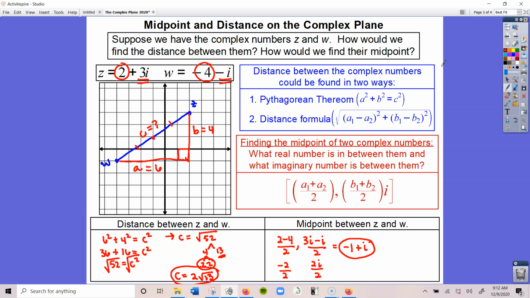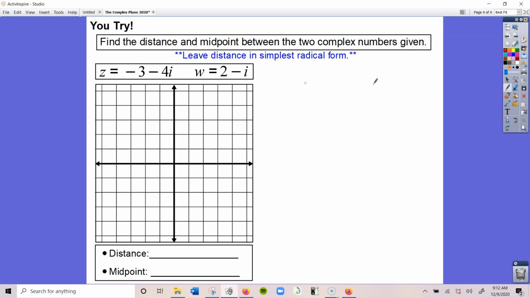Let's try one more example. We are given here z is equal to negative 3 minus 4i. So I'm going to go ahead and plot that. Negative 3 minus 4i is down here. So this is z. And w is 2 minus i. So right here. And I want to find its distance as well as the midpoint.